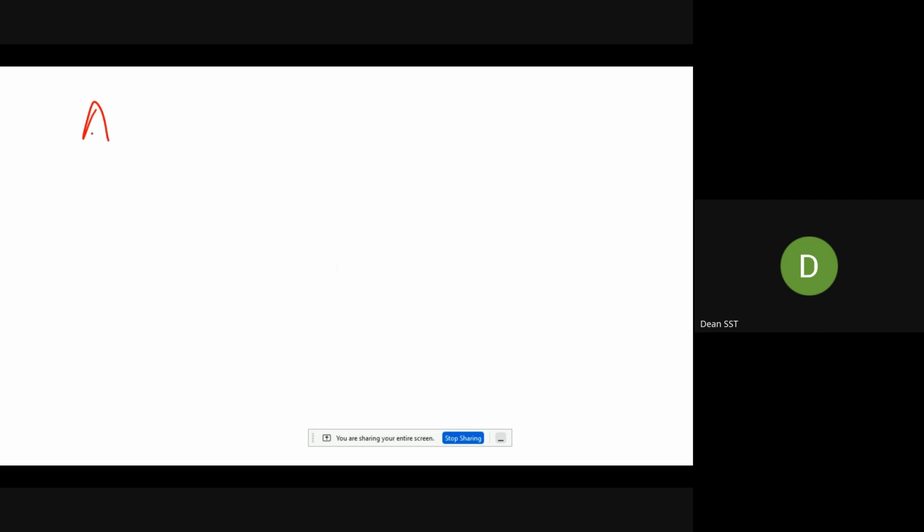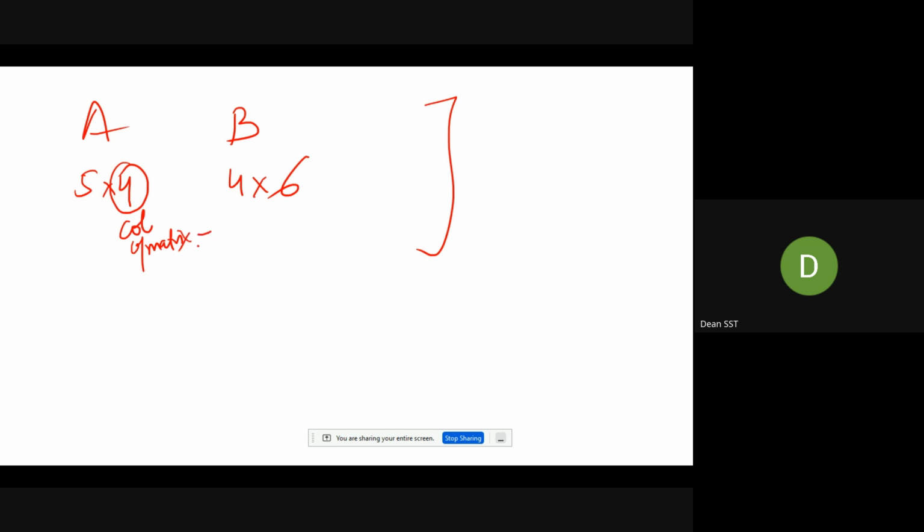Now let us see A, B: 5 cross 4, 4 cross 6. Can you multiply the matrices? Yes, because the number of columns of matrix A is equal to the number of rows of matrix B, that is, first matrix, second matrix. Fine. Is it clear? Yes, ma'am.